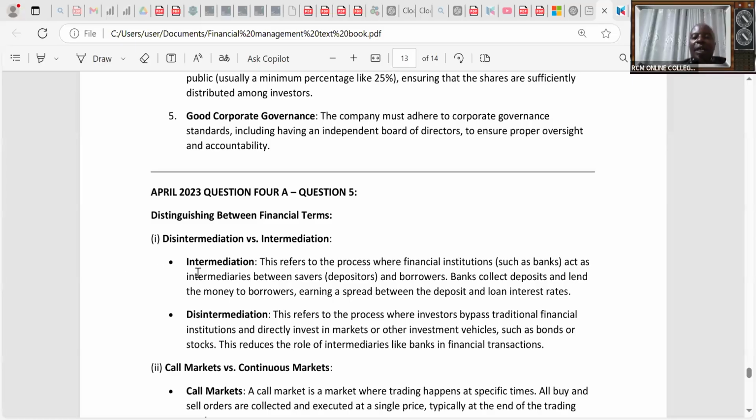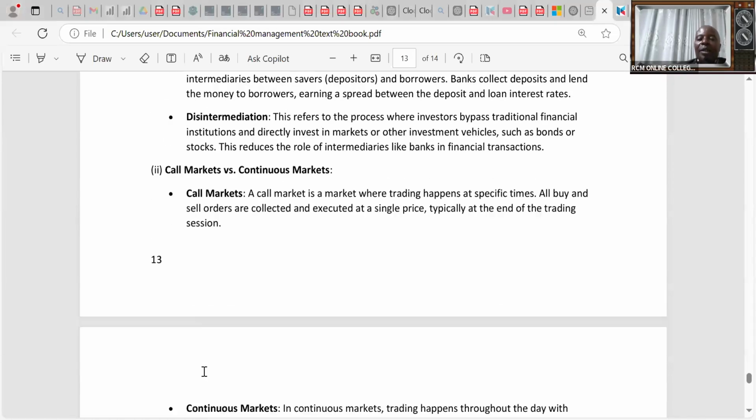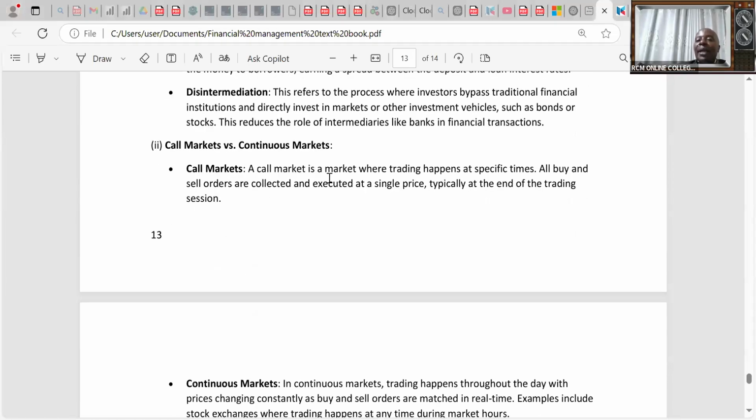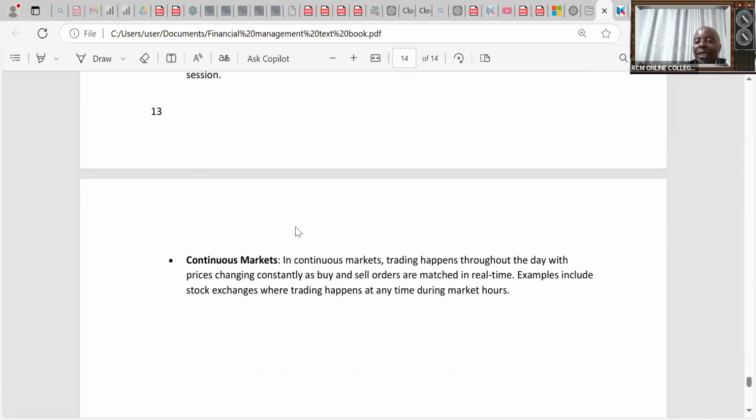All right. So when you look at call markets versus continuous markets: a call market is a market where trading happens at specific times. All buy and sell orders are collected and executed at a single price, typically at the end of the trading session. Those are call markets. In continuous markets, trading happens throughout the day, with prices changing constantly as buy and sell orders are matched in real time. Examples include stock exchanges where trading happens at any time during market hours.